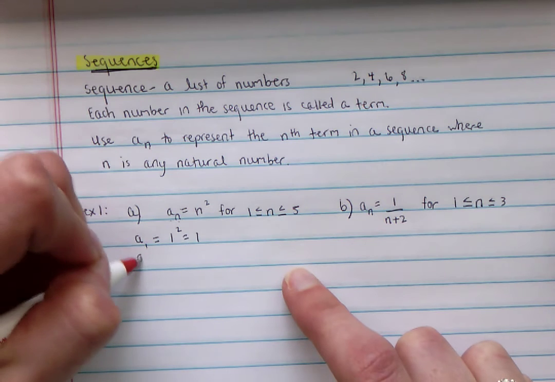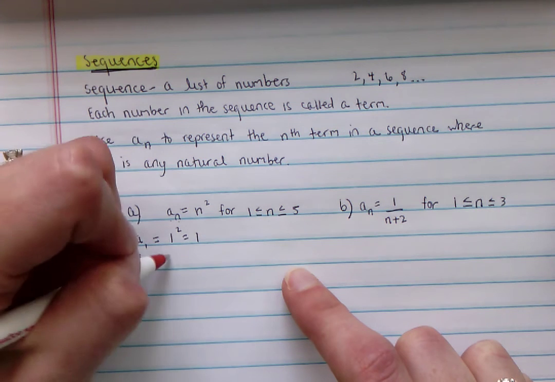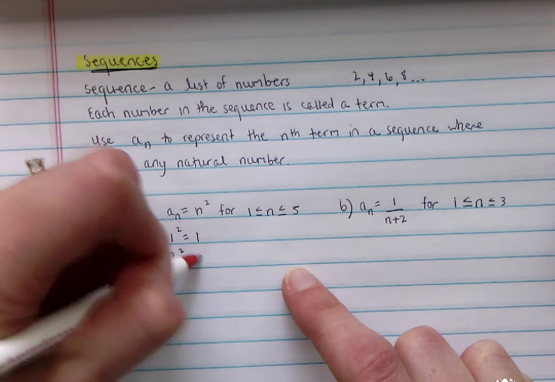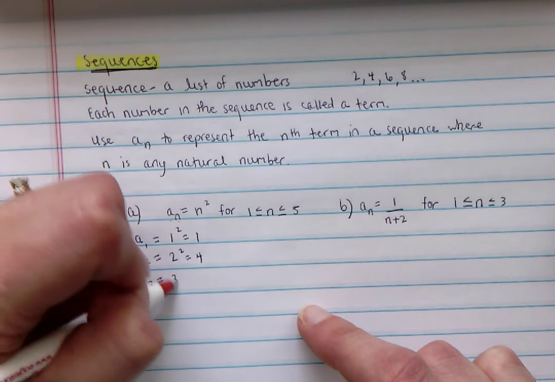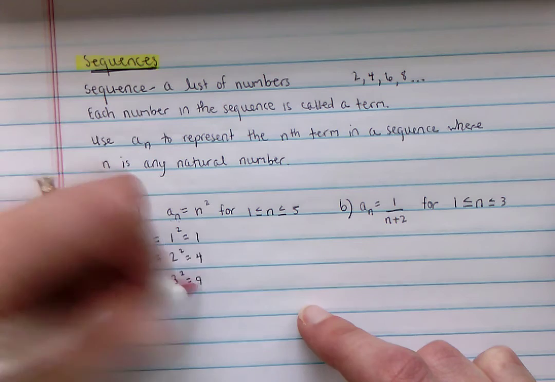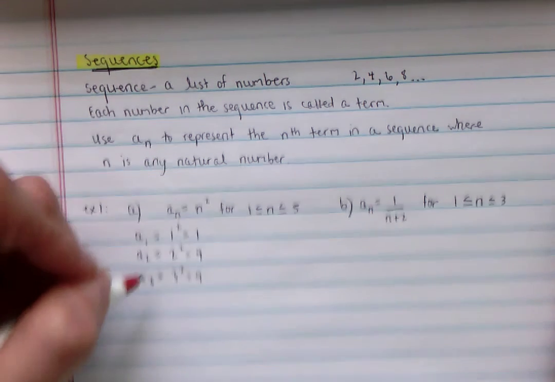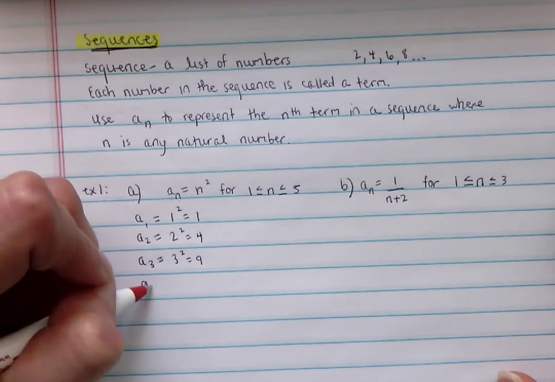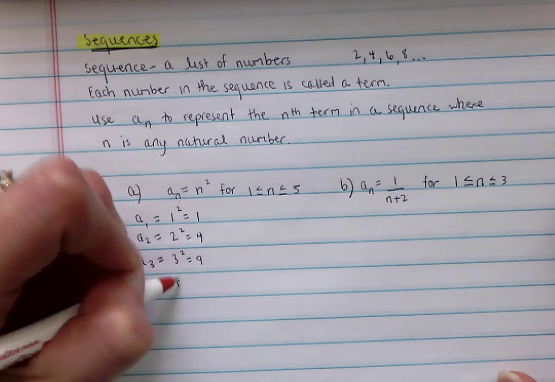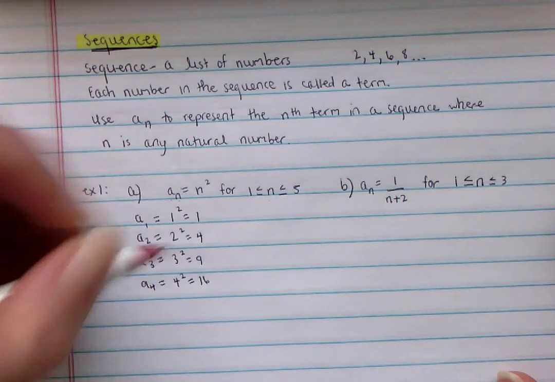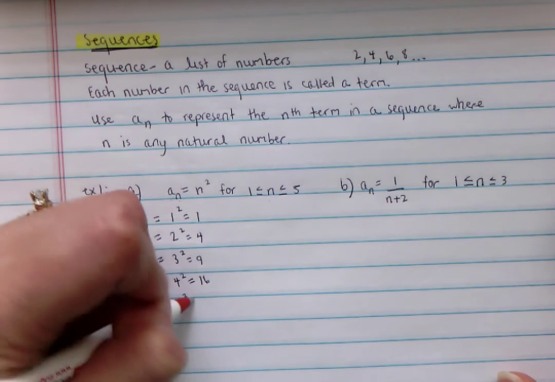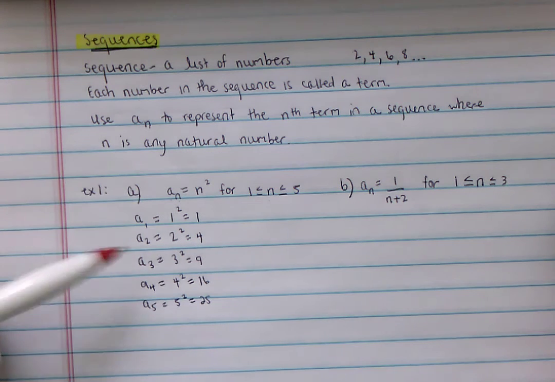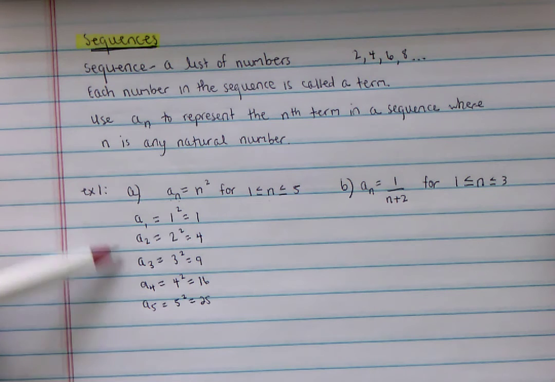And then do a sub 2. So that would be 2 squared, and that's 4. A sub 3. That's 3 squared, which is 9. And then we'll keep going. A sub 4 is 4 squared, which is 16. And a sub 5 is 5 squared, which is 25. And so we've just listed the first 5 terms of the sequence.